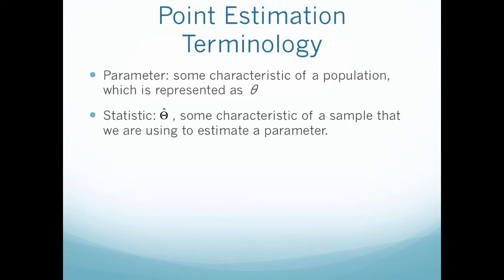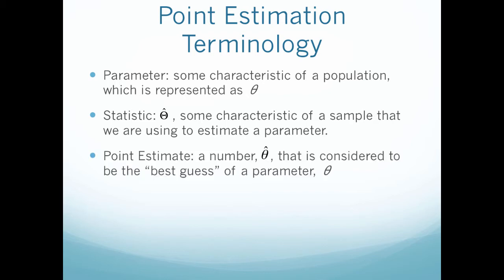So a way to look at this and remember is that populations have parameters, samples have statistics. So it's alliterative: population, parameter, sample, statistic. The last word we're going to talk about is our new word, which is point estimate. All that is, it's a number, which we're going to represent with a theta hat, that is considered to be our best guess or our most plausible value of an actual parameter.